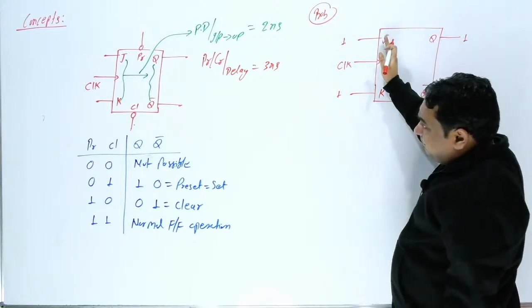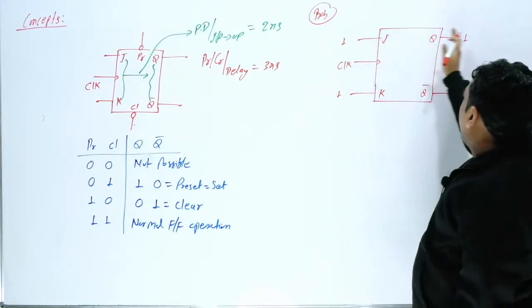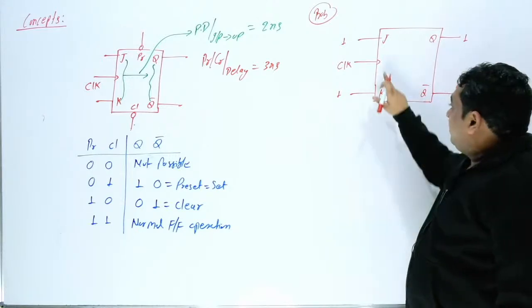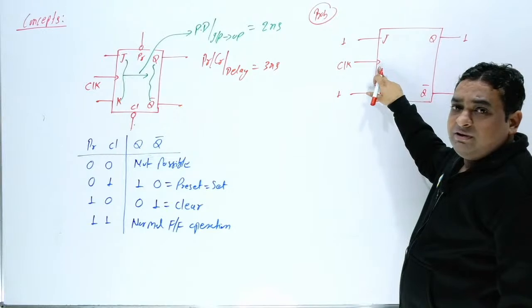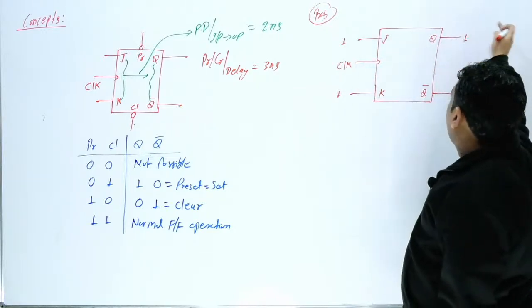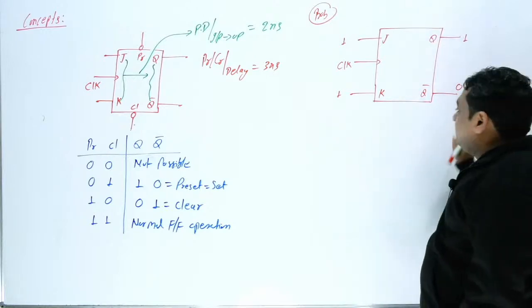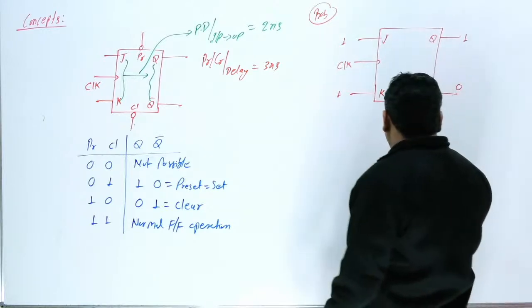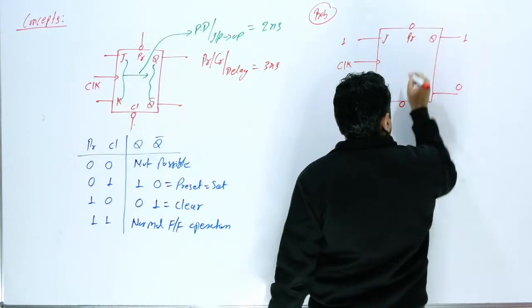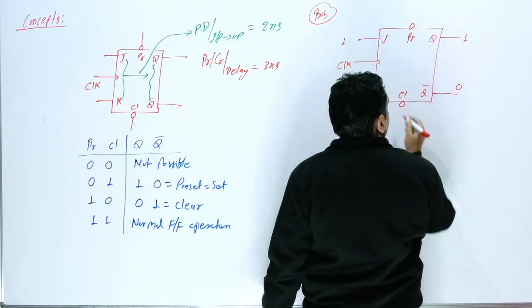Then after 2 nanosecond you will get the output, and according to 1 1 the output will toggle, because this is edge triggered. So there will be no race around condition. If this is 1 1, the output will toggle. So Q will be 0 and Q bar will be 1. Okay. Now, at the same time, there is also preset and clear.